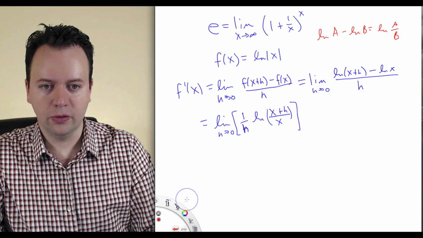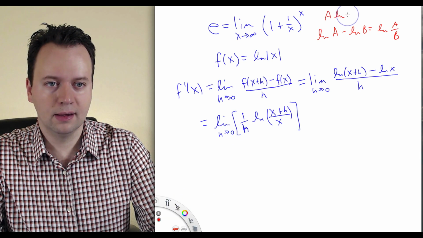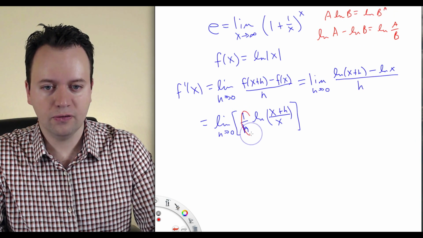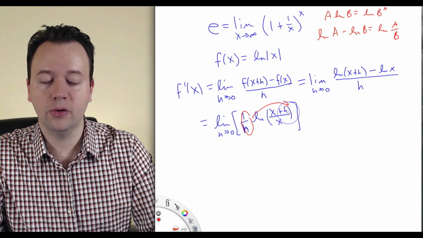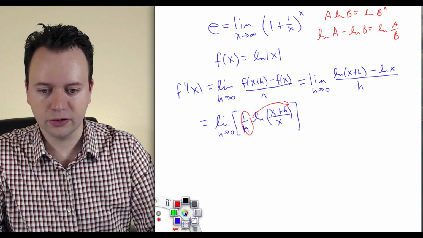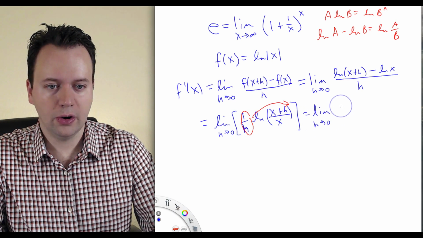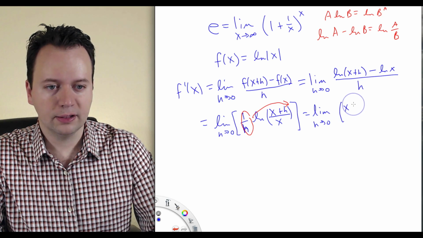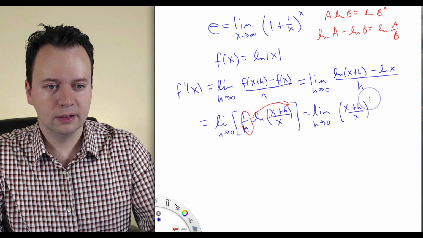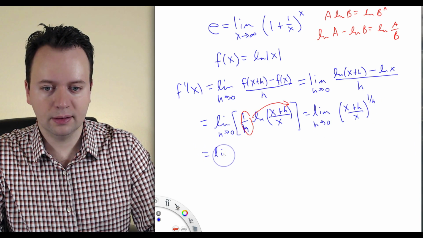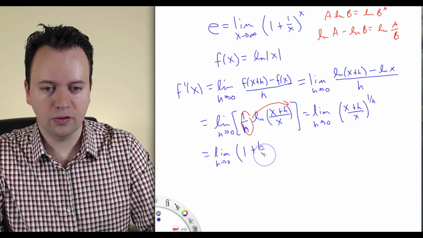Now, another log rule that we can use is a ln of b is equal to the ln of b to the a. So this coefficient can be pulled up to the exponent of what's inside of the ln function. So we get the limit as h goes to 0 of x plus h over x to the power 1 over h. And this is the same as the limit as h goes to 0 of 1 plus h over x to the power 1 over h.